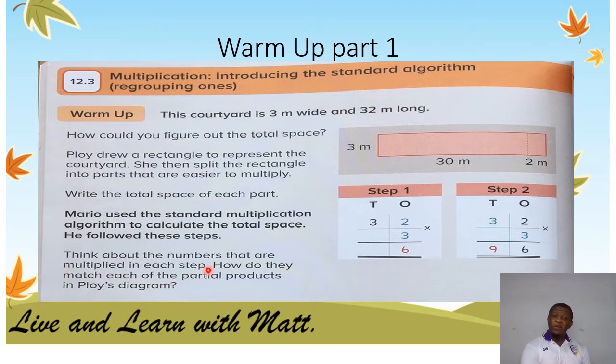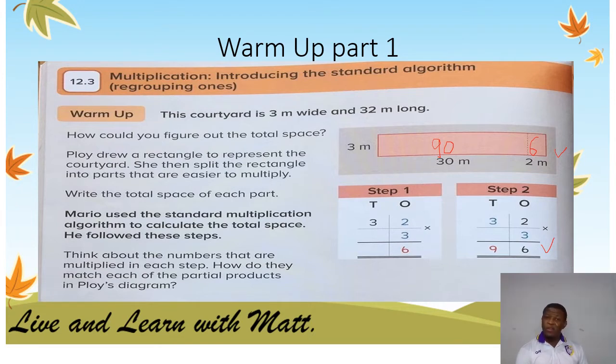Now think about the numbers that are multiplied in each step. How do they match each of the partial products in Ploy's diagram? They match because 3 times 30 will be 90. 3 times 2 will be 6. So therefore, 90 plus 6 equals 96. The same answer, 96.